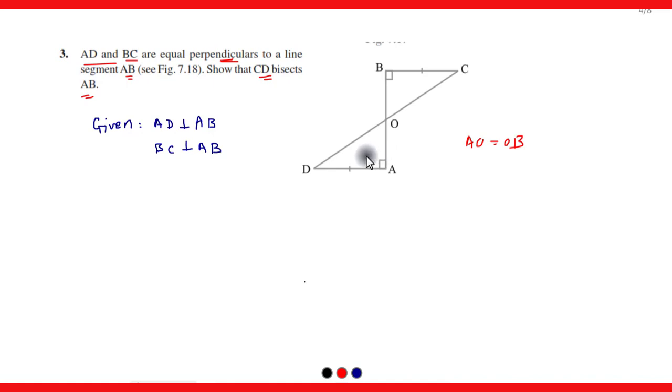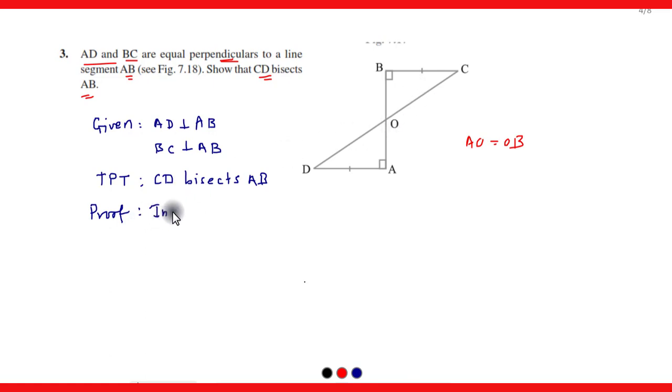And now we will try to prove that these two triangles are congruent first. And what we have to prove? To prove that CD bisects AB. This we have to prove. And now the proof will be what? First we will prove that these two triangles are congruent.